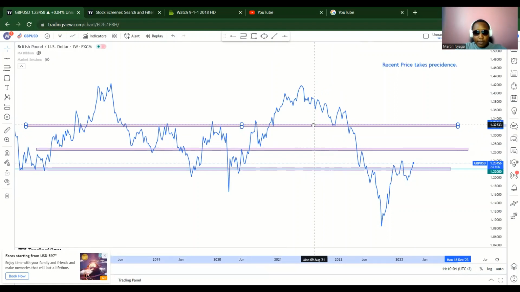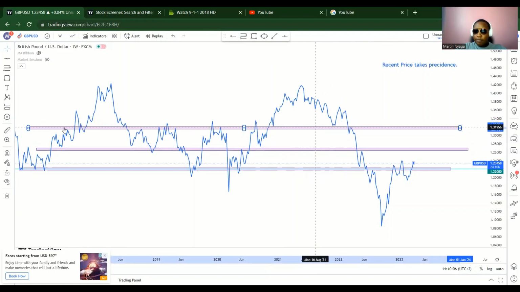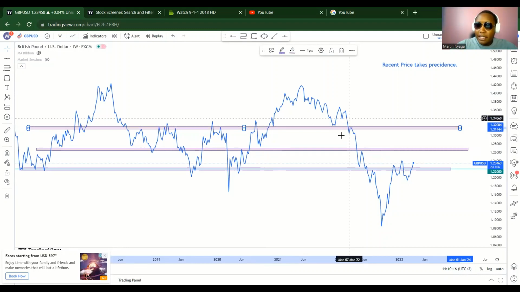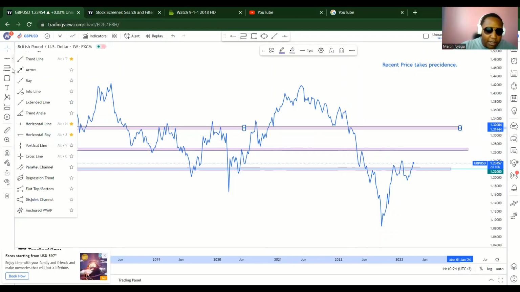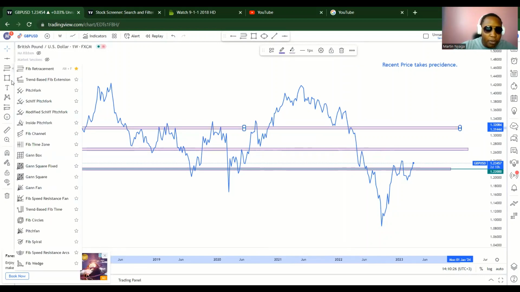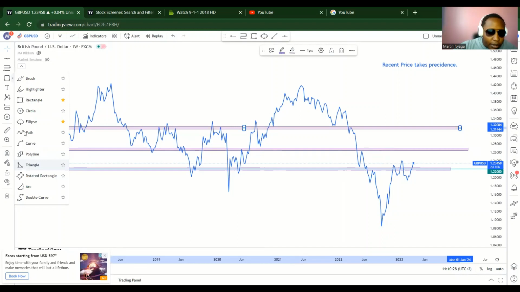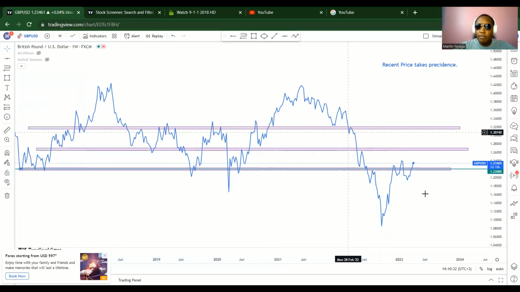Over there. Because of this touch, this touch, this touch, this touch. I usually prefer taking up a level that has acted as both support and resistance, because once support is broken, it turns out to be resistance.